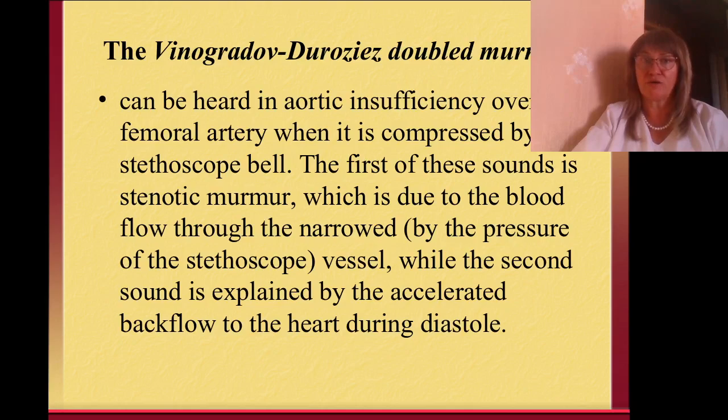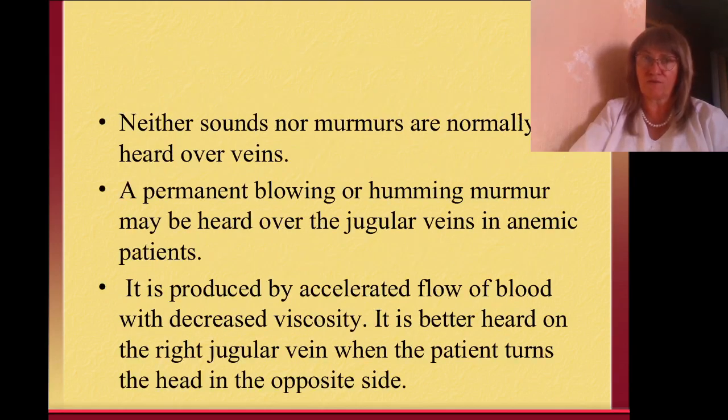The Vinogradov-Durozier double murmur can be heard in aortic insufficiency over the femoral artery when it is compressed by a stethoscope bell. The first of these sounds is a stenotic murmur, due to blood flow through the vessel narrowed by the pressure of the stethoscope, while the second sound is explained by the accelerated blood flow to the heart during diastole. Neither sounds nor murmurs are normally heard over veins.